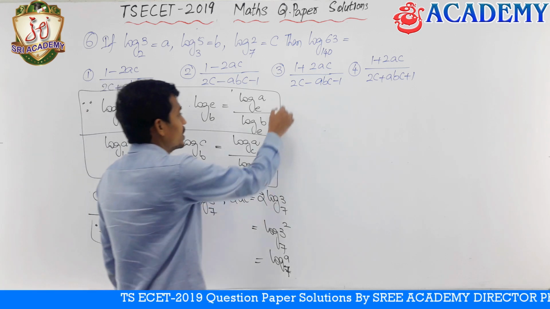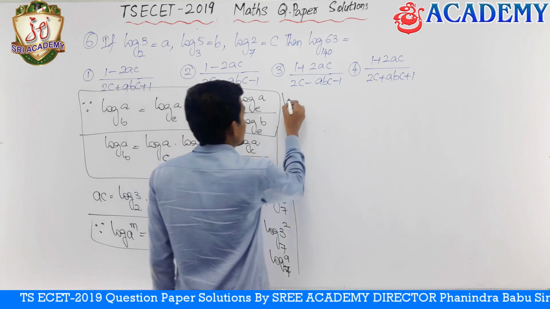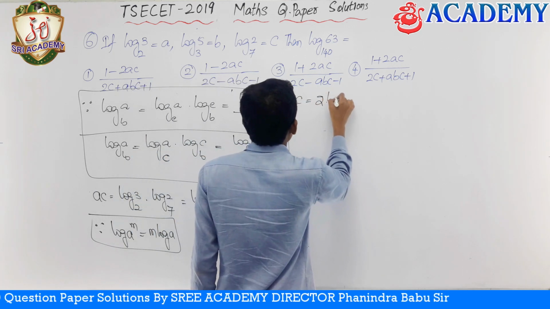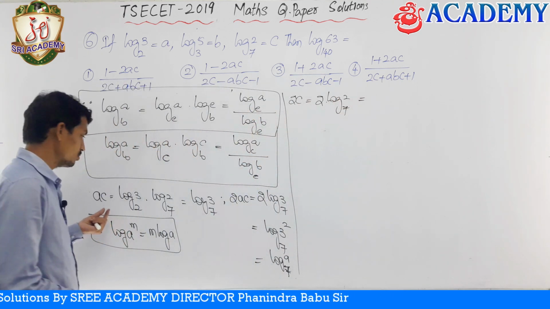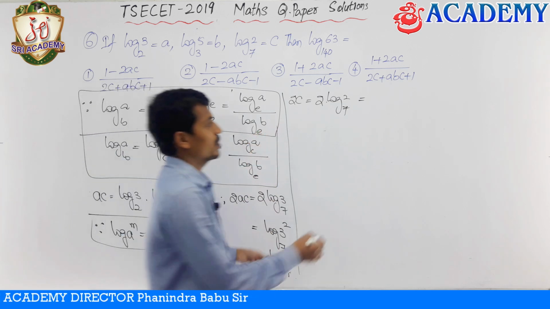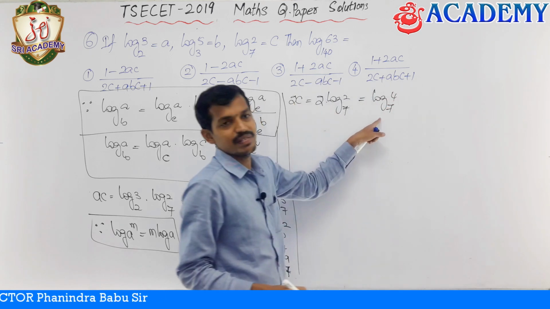Next we'll see other relations here, that is in the denominator. First I am writing 2c. 2 into c is nothing but log 2 base 7. From the same thing, log a power m equal to m into log a, from there we can write this as 2 square, log 4 base 7. The base is going to be 7 here only, right?